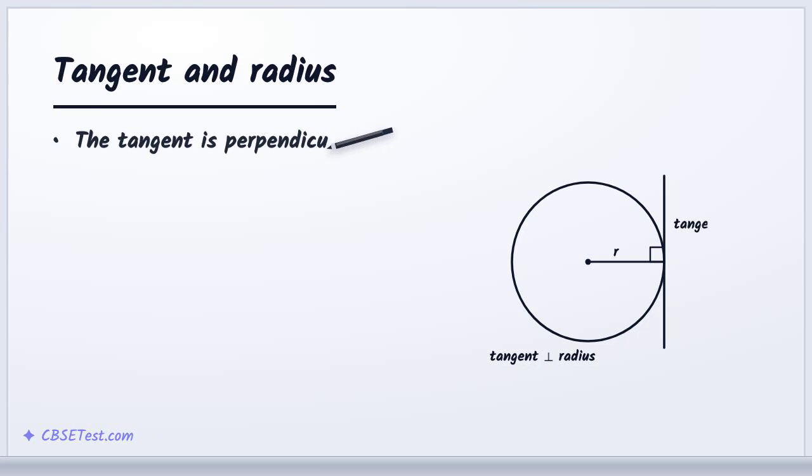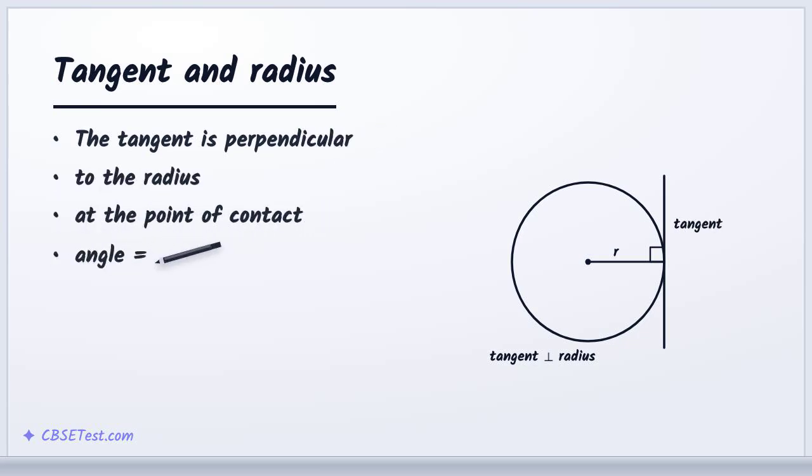The central theorem. At the point of contact, the tangent is perpendicular to the radius. That right angle is the key to almost every tangent problem.